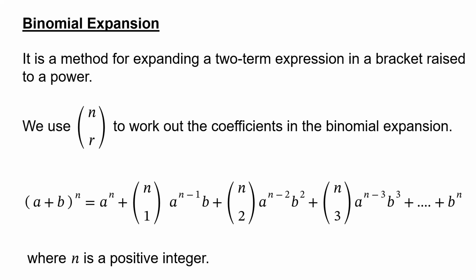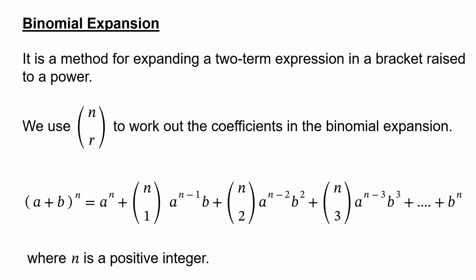Now, there are some things I want you to take note of. I want you to note that this binomial expansion starts with a, which is the first term, raised to the power of n. And it ends with b, which is the last term in the two-term expression, raised to the power of n.